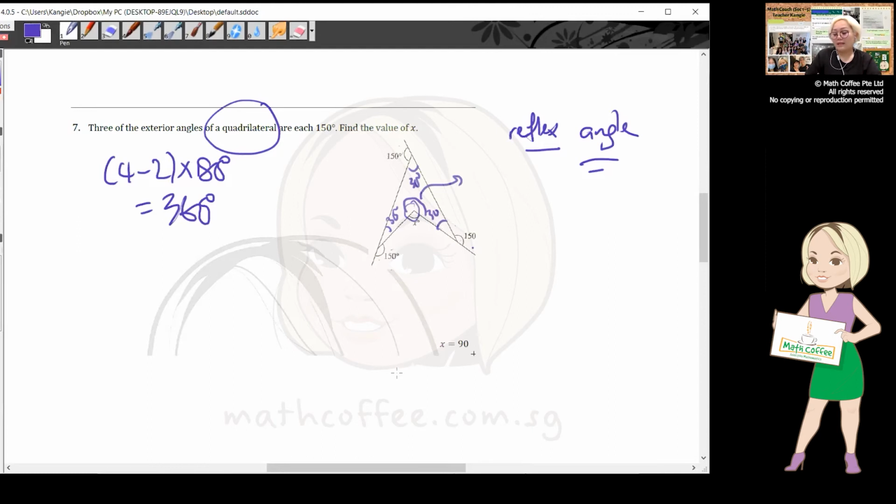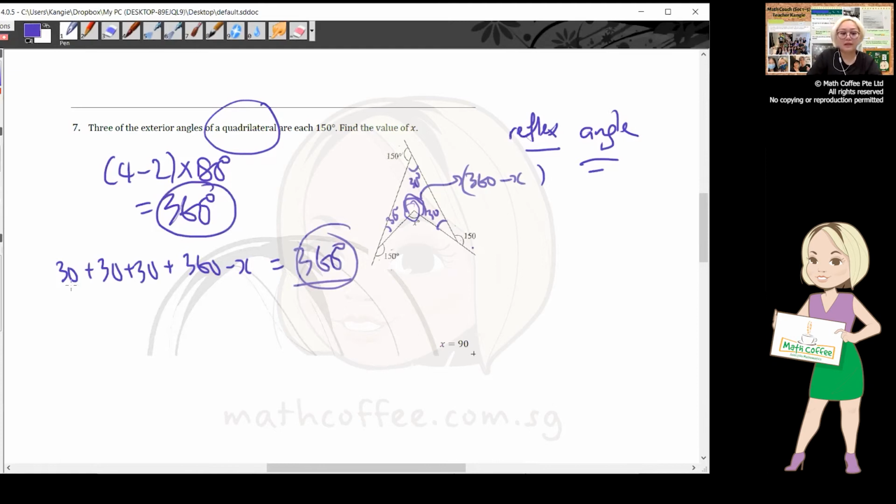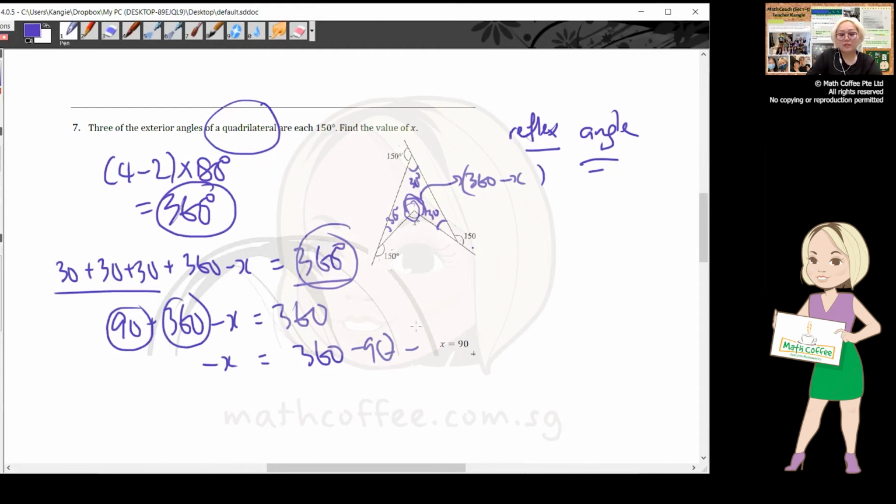This is angles at a point, which is 360. So do you agree that this angle is called 360 minus x? Right? Okay. So then what do I do? I'm going to say, 30 plus 30 plus 30 plus 360 minus x gives me 360 degrees. This is the sum of interior angles. I'm using the sum of interior angles. So 90 plus 360 minus x is equal to 360. So minus x equals 360 minus 90 minus 360. So minus x equals minus 90. So my x is equal to 90 degrees. Okay, x is 90. So take note of this one.